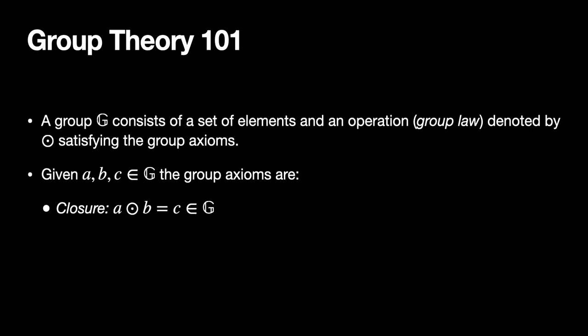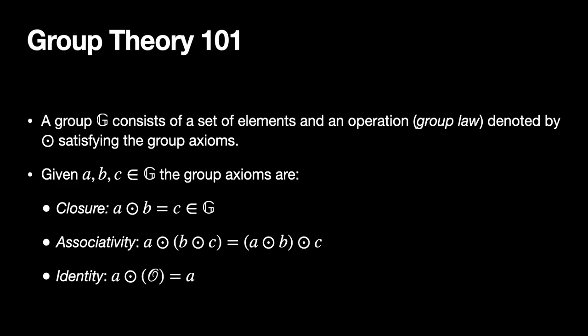Closure. If I take any two elements in the group, A and B, and I apply the group operation to them, I should always get another element C also in the group. Associativity. It doesn't matter how the numbers are grouped when I operate on 3 or more elements A, B, and C. Changing the grouping, which numbers you do the group law on first, doesn't change the result.